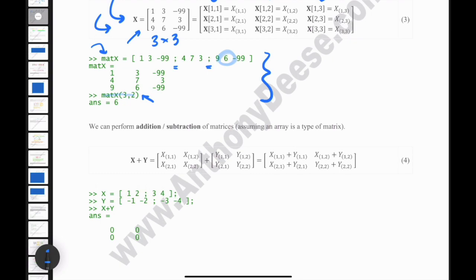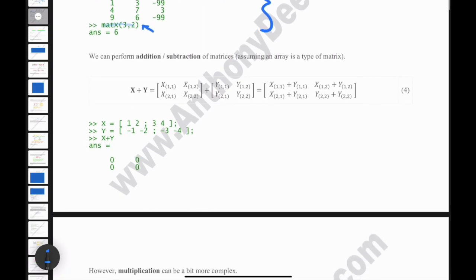Now we can perform addition and subtraction of matrices. This is relatively straightforward. Any two matrices or vectors can be added or subtracted as long as they have the same dimensions. And the reason why this is the case is because you literally just add or subtract the corresponding elements to one another.